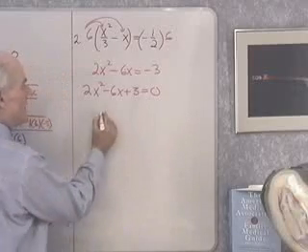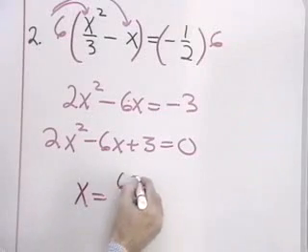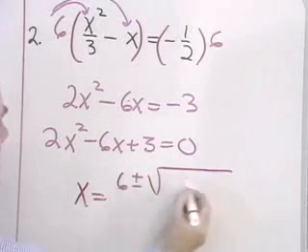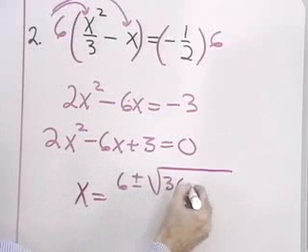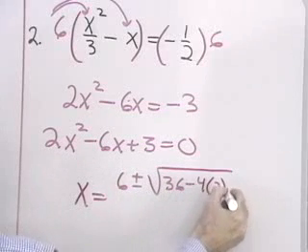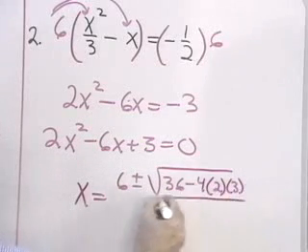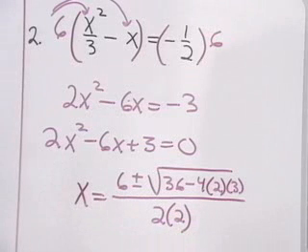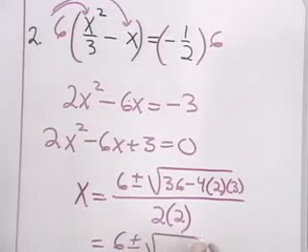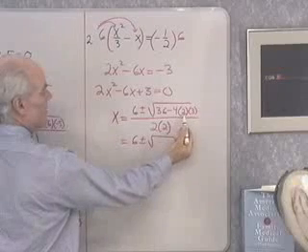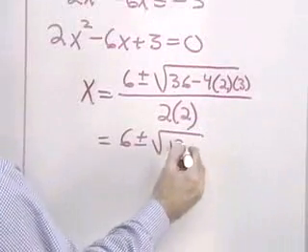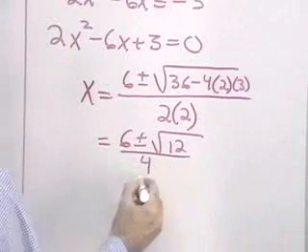quadratic formula. X is equal to negative b, which would be negative 6 or positive 6, plus or minus the square root of b squared minus 4 times a times c, all divided by 2 times a. I continue to simplify. That gives me 6 plus or minus the square root of 4 times 2 is 8, times 3 is 24. I have 36, subtract 24, which is 12, divided by 4.